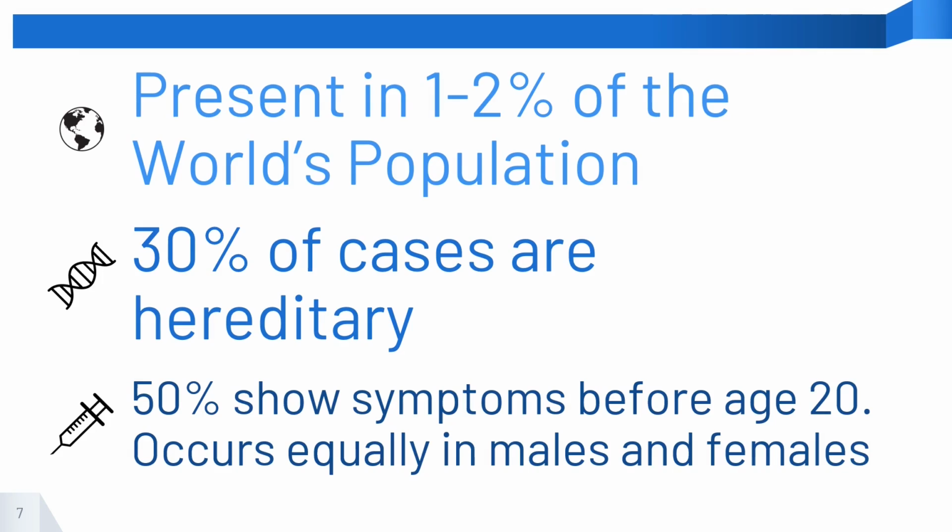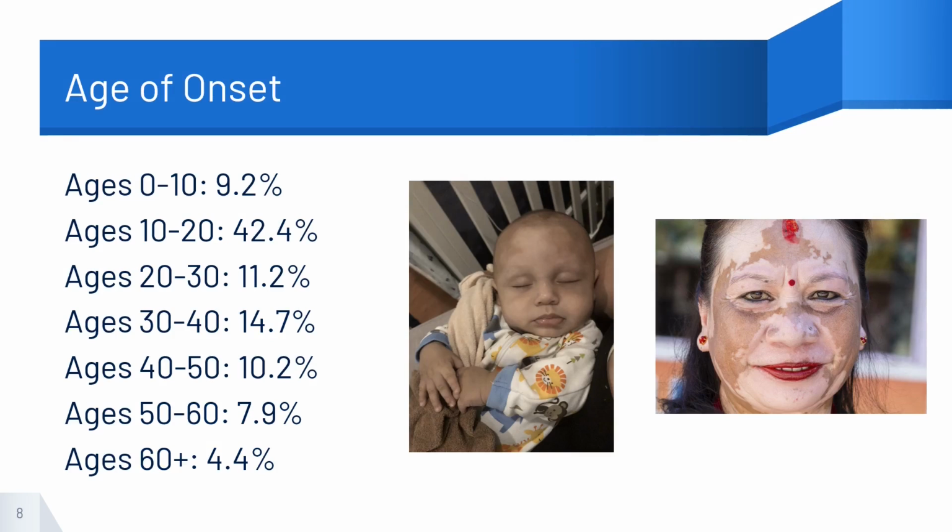Vitiligo is present in roughly 1 to 2% of the world's population, with approximately 30% of all cases having a hereditary link. 60% of those with vitiligo will display symptoms before they are 20 years old, though the disease occurs equally in males and females. Vitiligo can onset at any point of an individual's life, though the majority are before the age of 20 and between the ages of 10 and 20.